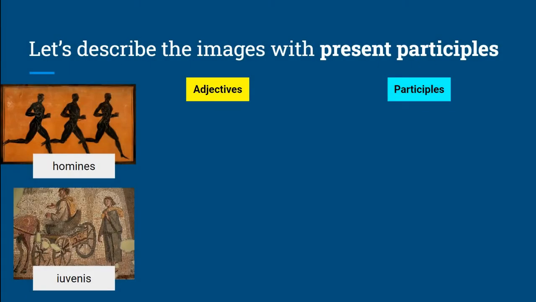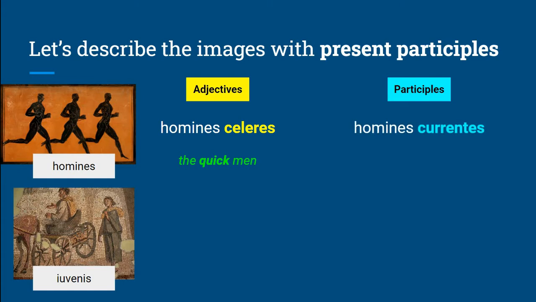Okay, so we said that participles are adjectives. So let me show you how you can replace many adjectives with a participle so you get a better sense of how they behave. So here we've got a picture of some men, or homines. So we could say that the homines were celeres, or the men were quick, the quick men. But equally, we could describe their action by saying that we have here homines currentes, or running men. And so you've replaced an adjective here with a participle, because it also works like an adjective.